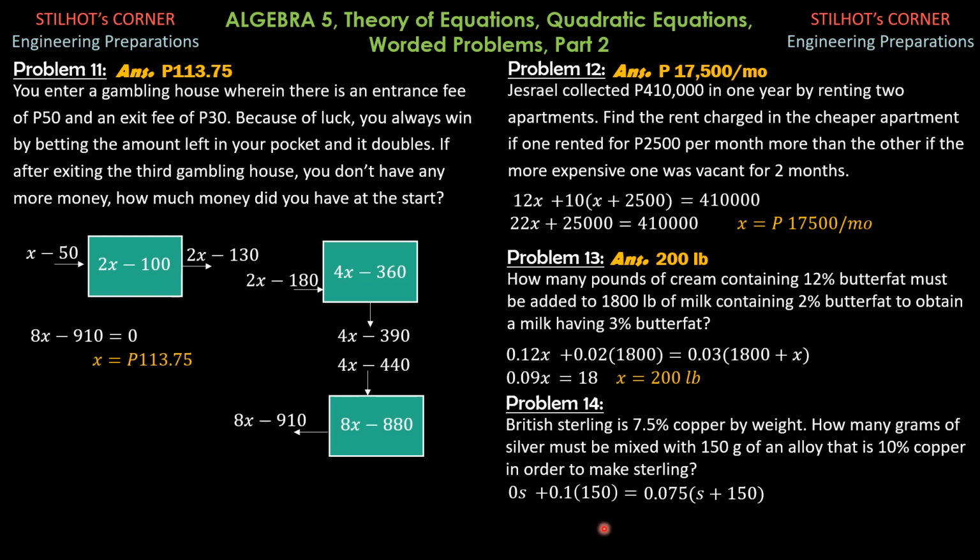So simplifying, 0.1 of 150 minus 0.075 times 150: 0.1 times 150 is 15, and 0.075 times 150 is 11.25. So S is quantity 15 minus 11.25, that's 3.75, divided by 0.075, then we can solve S. S is 50 grams of silver.